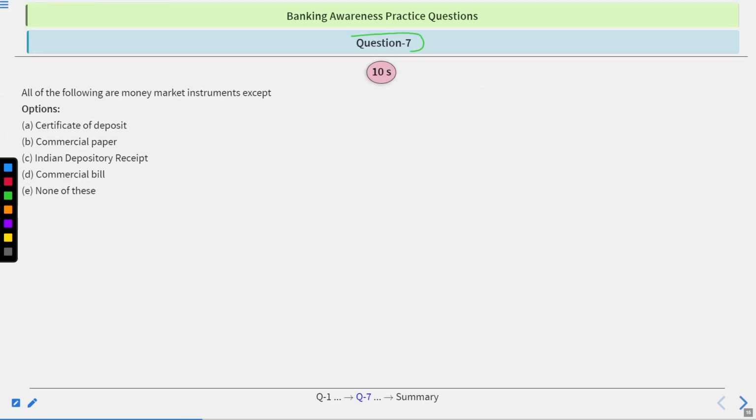Question number 7. All of the following are money market instruments except certificate of deposit, commercial papers, Indian depository receipt, commercial bill, none of these. To answer this, you have 10 seconds. Time starts now. Okay, the time's up.